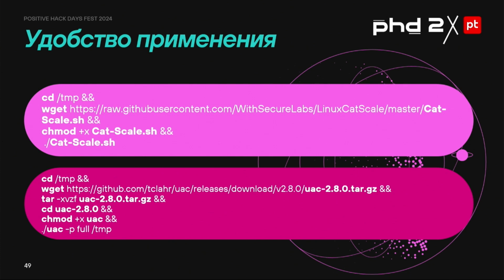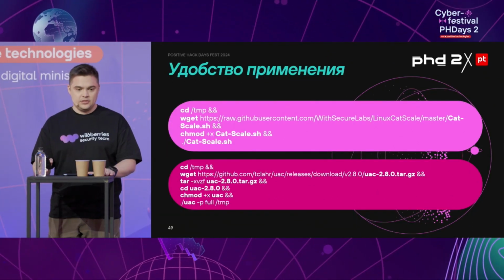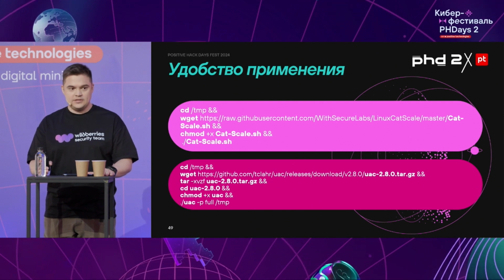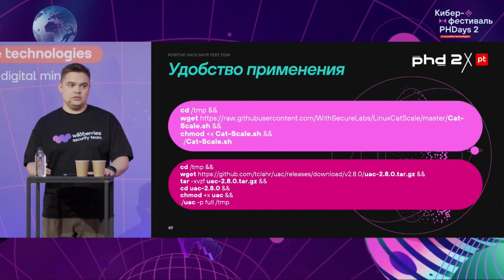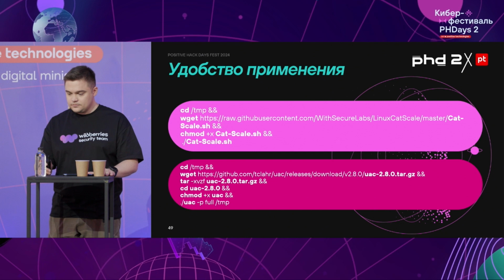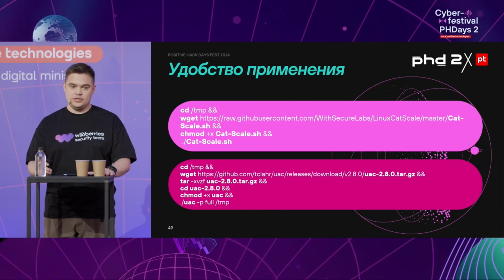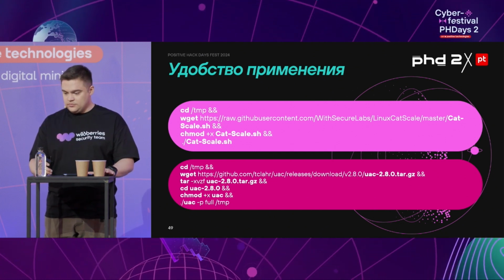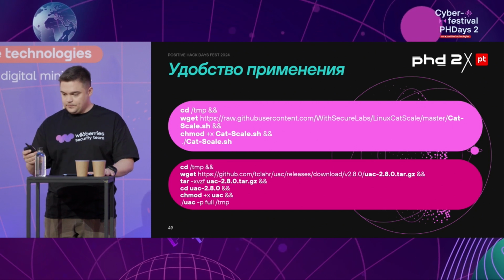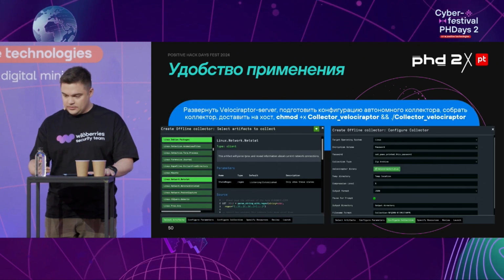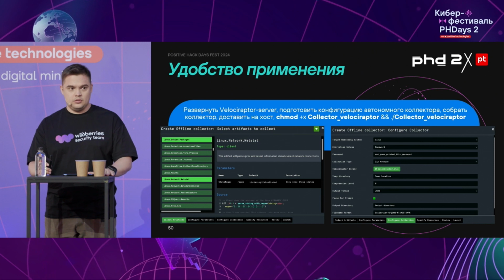Usability, how you launch the tools. Linux CatScale and UAC are very similar. They can be launched with a script, with a simple sequence of commands in just one line. The only difference is that UAC will require to be unpacked, and you would have to go into the directory. But other than that, very straightforward and convenient.